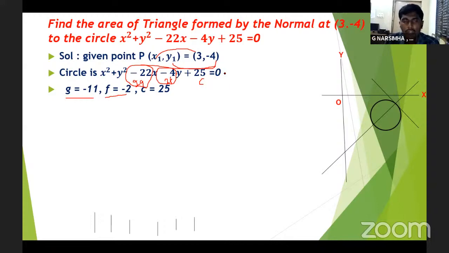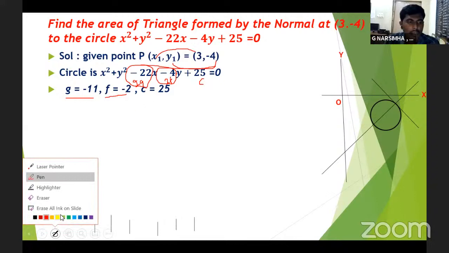I am recalling these steps. The given point is 3 comma minus 4, and I am assuming that point as x1 y1, therefore x1 is 3, y1 is minus 4, and the given circle equation is x square plus y square minus 22x minus 4y plus 25 equals 0. I compare this with the general form of the circle, x square plus y square plus 2gx plus 2fy plus c equals 0. 2g is minus 22, that implies g equals minus 11. 2f equals minus 4, that implies f is minus 2. c is equal to 25. Okay. Is it clear?